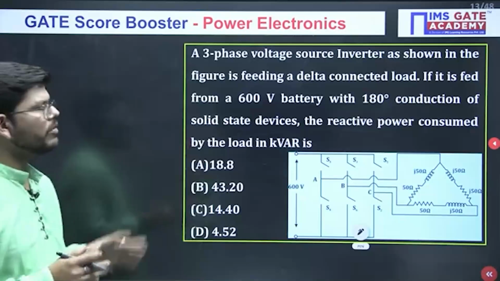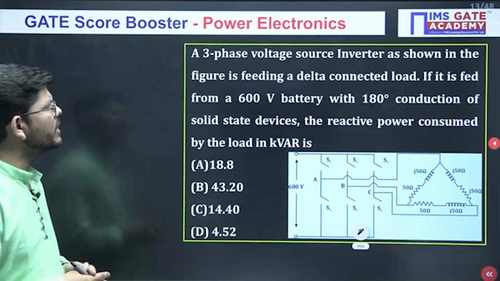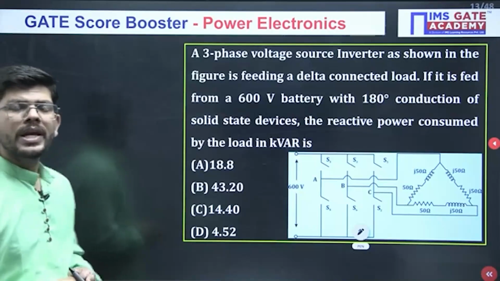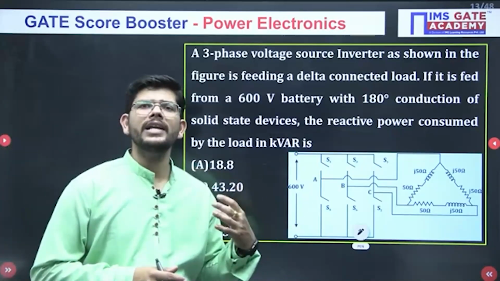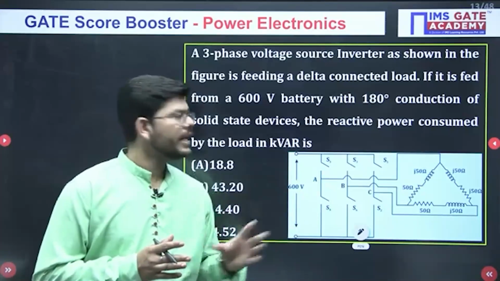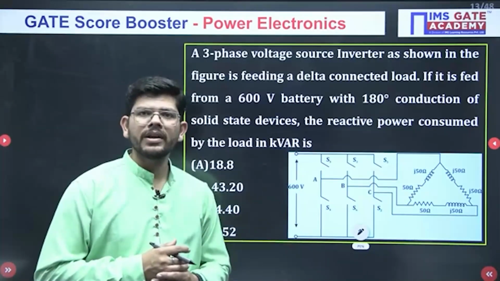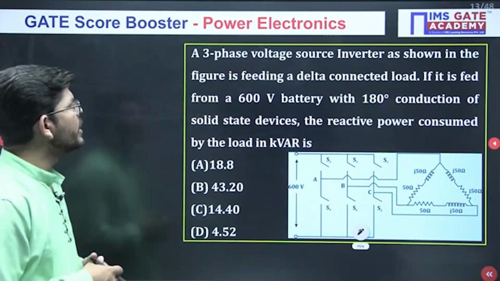Whatever we are talking about, you have to utilize here. A three-phase voltage source inverter as shown in the figure is feeding a delta connected load. Whatever formula we have written, while doing the analysis, we have assumed a star load, isn't it? And here we have been given the delta load. So what we have to do in that case? Okay, I'm leaving that to you.